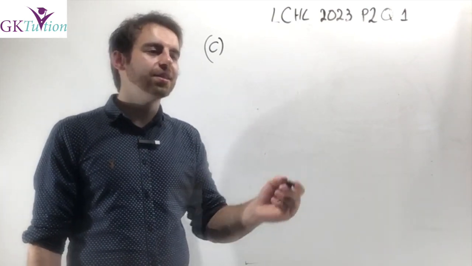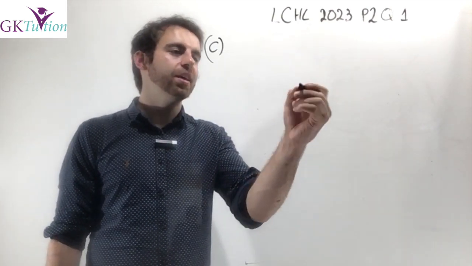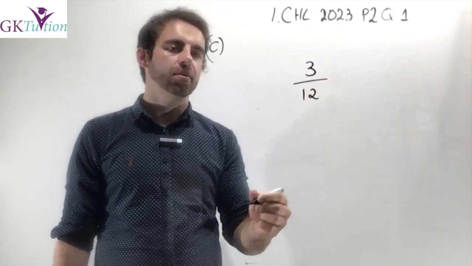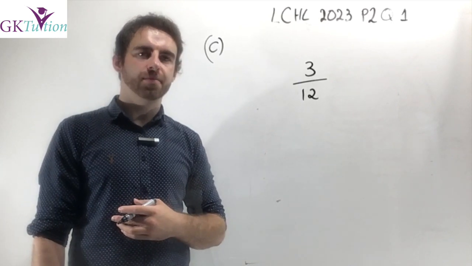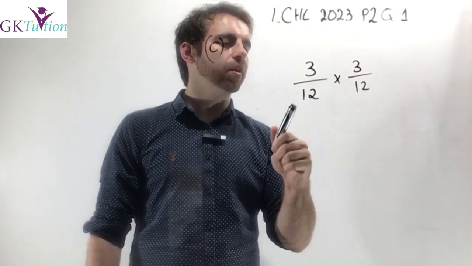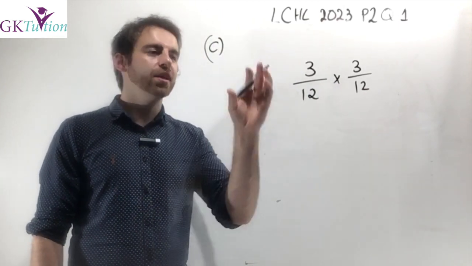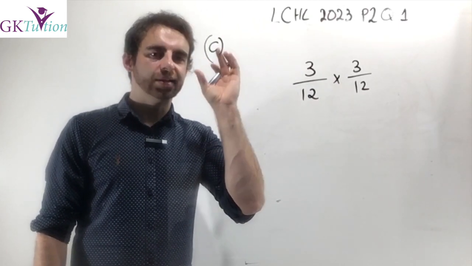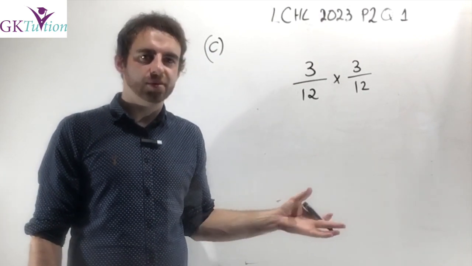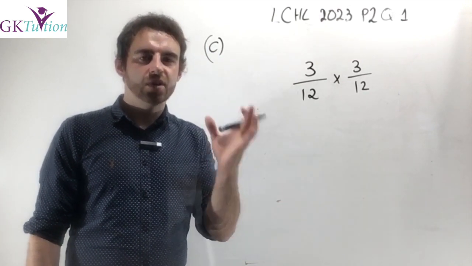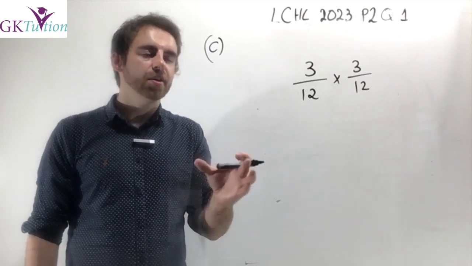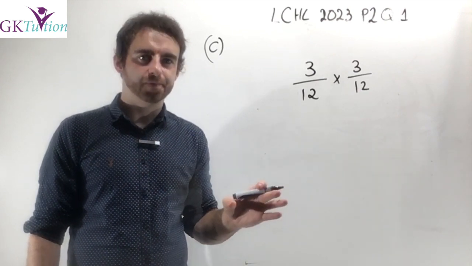So the only way that's possible is she spins it the first time and she gets a 9. The probability of that is 3 out of 12. And then she spins it again and she gets a 9 again. So 3 out of 12 times 3 out of 12 tells me the probability that Olga gets something greater than 16. And that is the only way she could possibly get something greater than 16. If she got a 9 and a 6, it's not big enough. If she got a 9 and a 0, it's not big enough. So any other combination is not relevant.